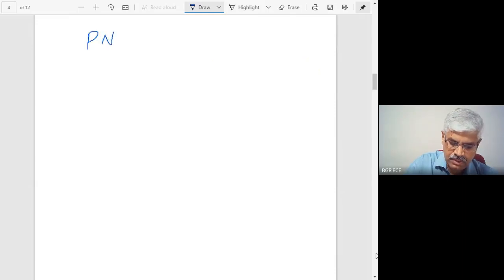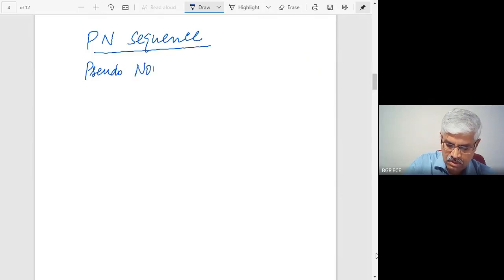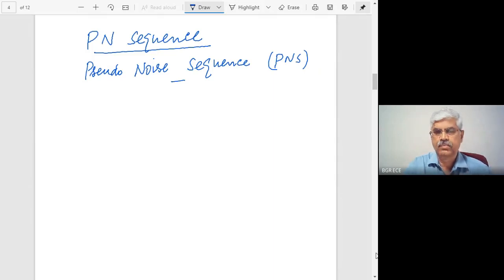It is known as the PN sequence. It is a pseudo noise sequence, so they call this PNS. This is a sequence of bits. That's why it's called a pseudo noise.